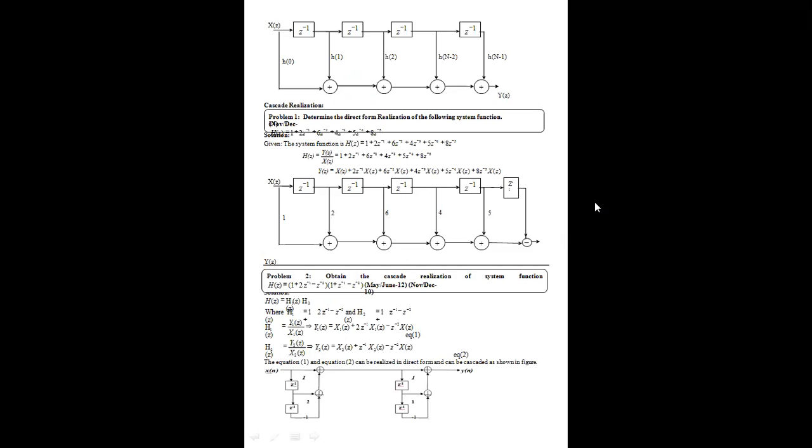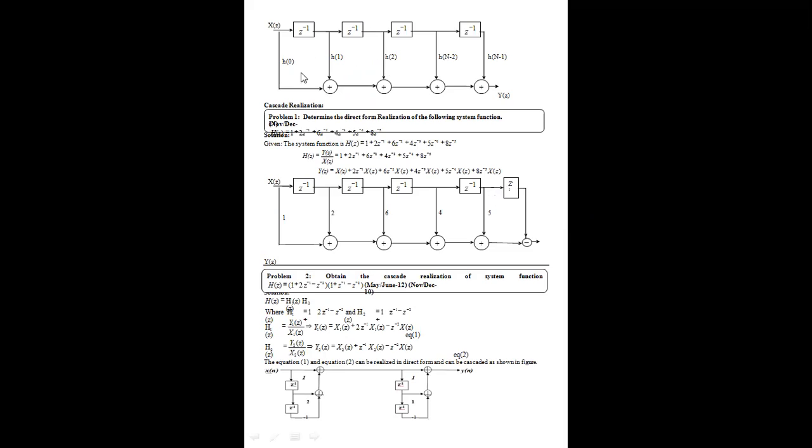When we look at equation 2, what you can understand is that it will require n multipliers, that is, multiplication of the factors h of 0 x of z, h of 1 x of z, h of 2 x of z, up to h of n minus 1 x of z. So we'll require n multipliers, n minus 1 adders, and similarly n minus 1 delay elements. So we'll require three different things: the multipliers, the adders, and the delay elements. So n multipliers, n minus 1 adders, and n minus 1 delay elements.